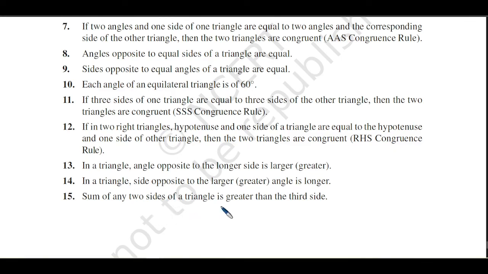The sum of any two sides of a triangle is greater than the third side. This also we have proved. Suppose we have side A, side B and side C. So the sum of sides A and B will always be greater than side C, or side C is always less than the sum of A and B. That also we have seen.